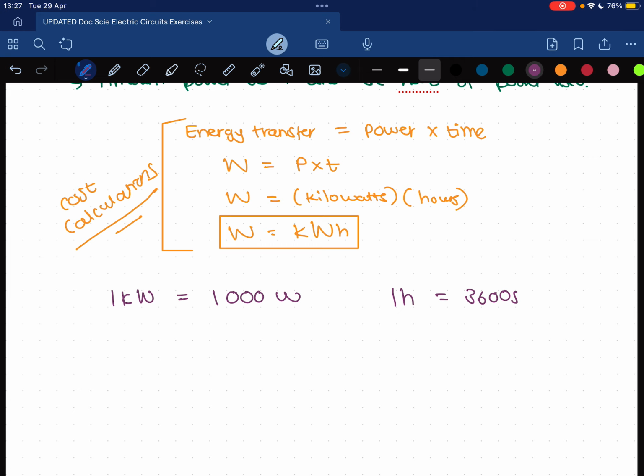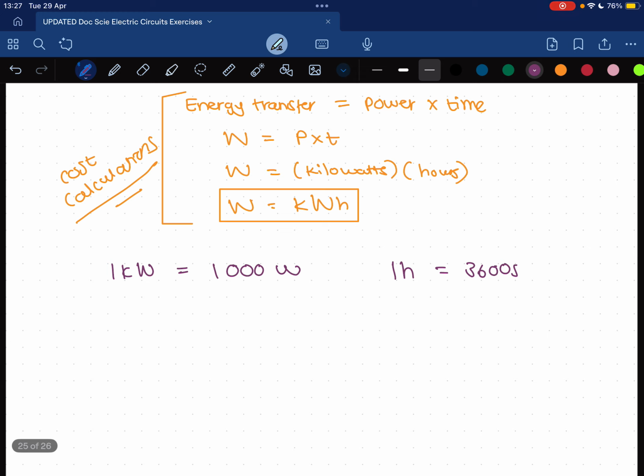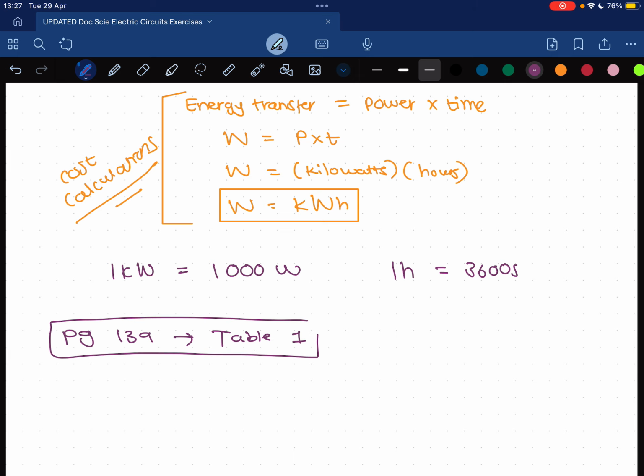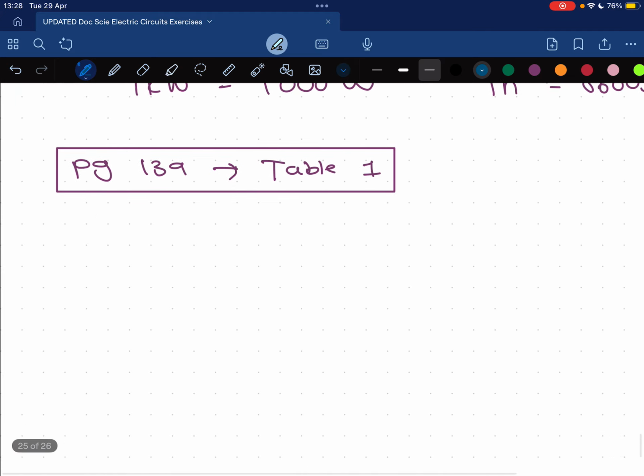Okay, so this is how we essentially calculate the cost of electricity. So if you look on page 139, you don't have to learn this off by heart, but on page 139 you'll find a table 1 with the amount of power electrical appliances use. So you use that table in order to answer the questions in the next exercise. But before we do that, I'm going to use that table and we'll go through the first example.